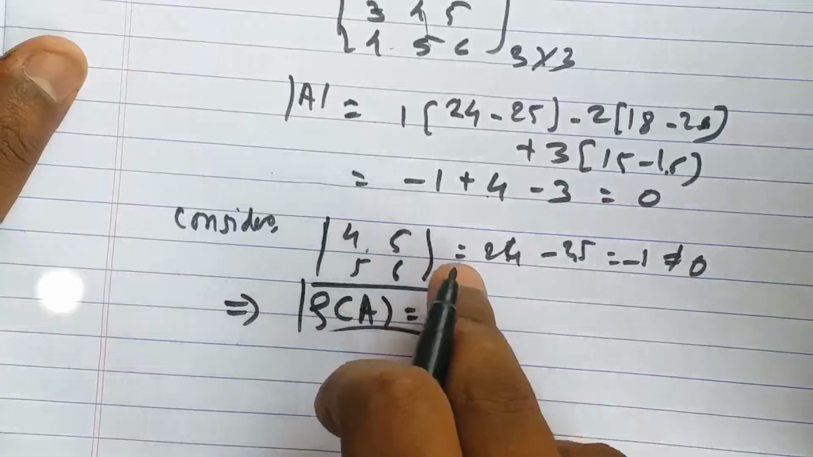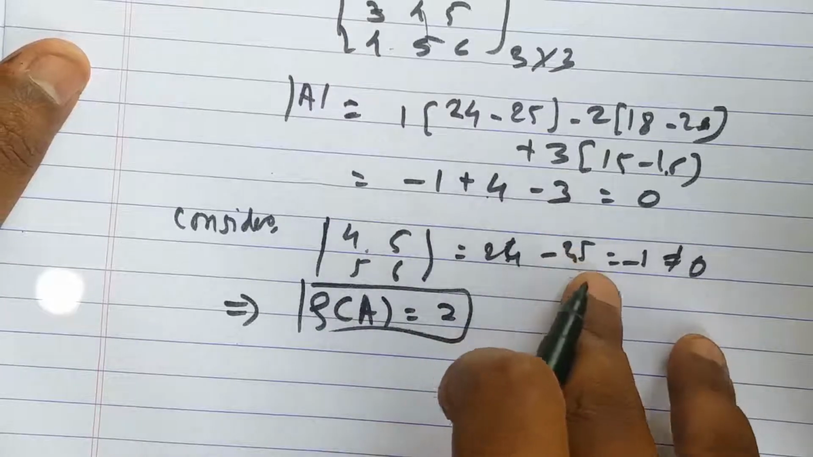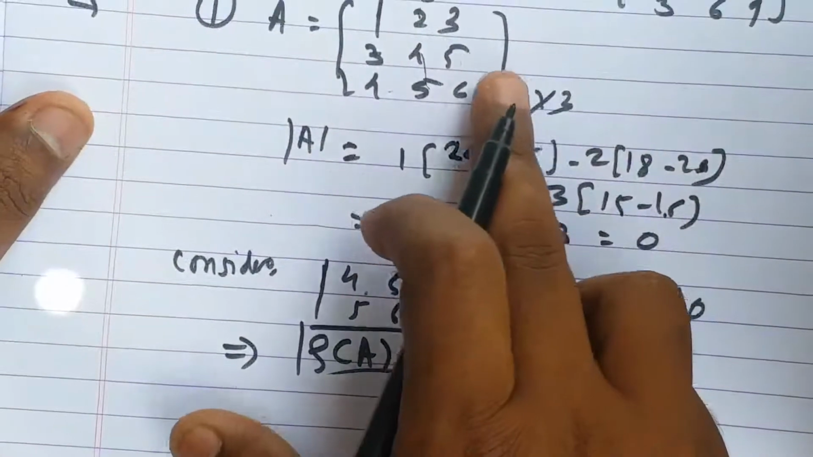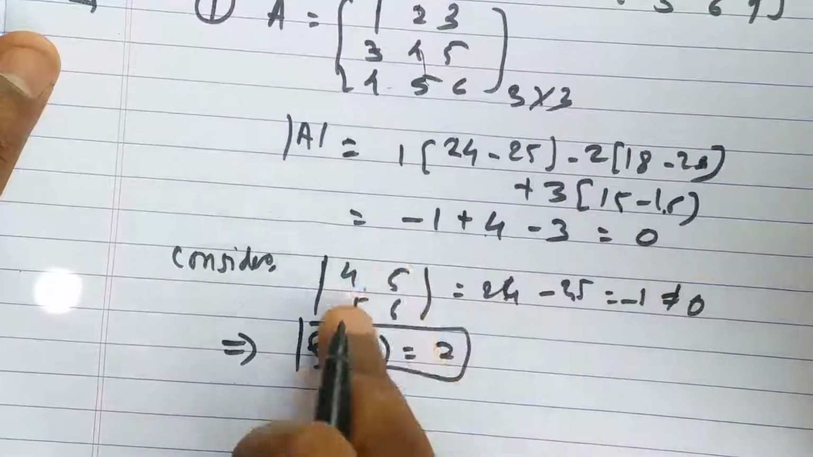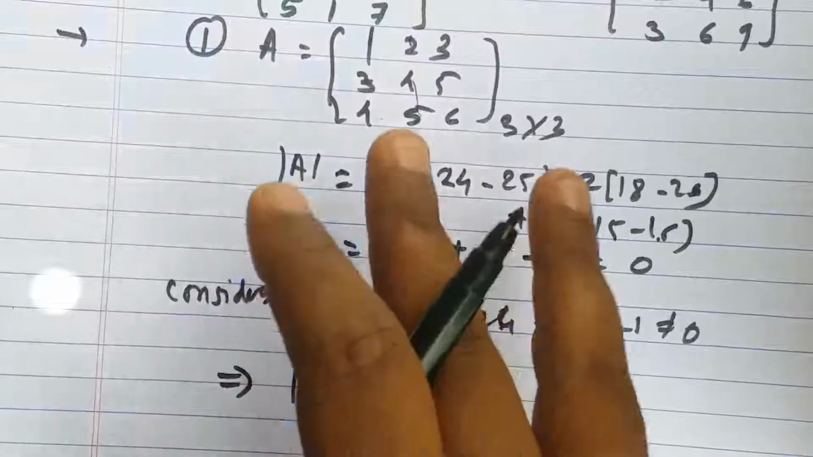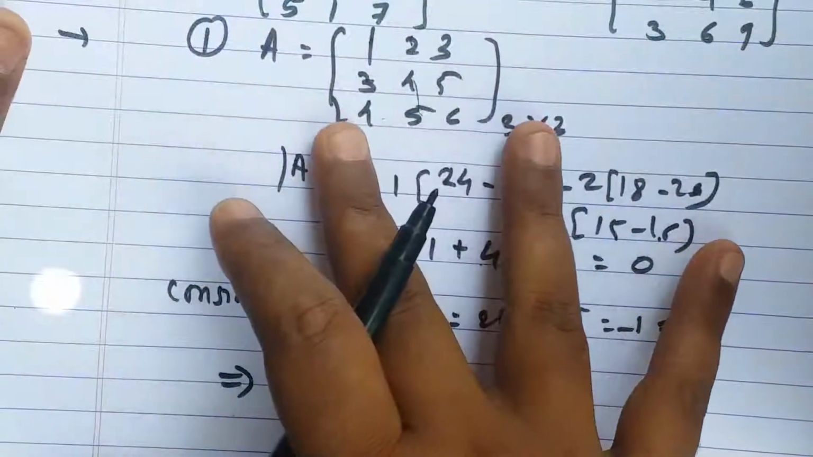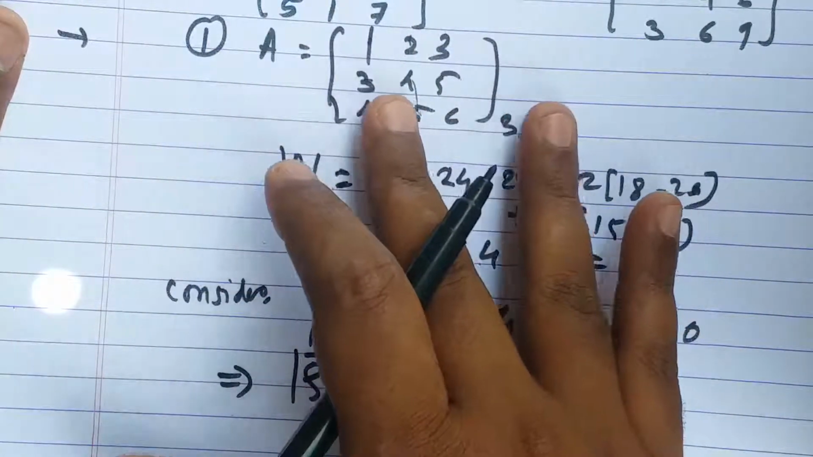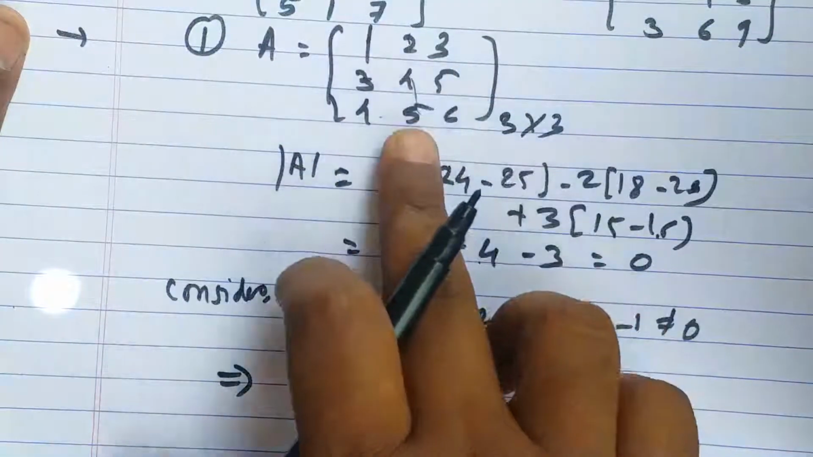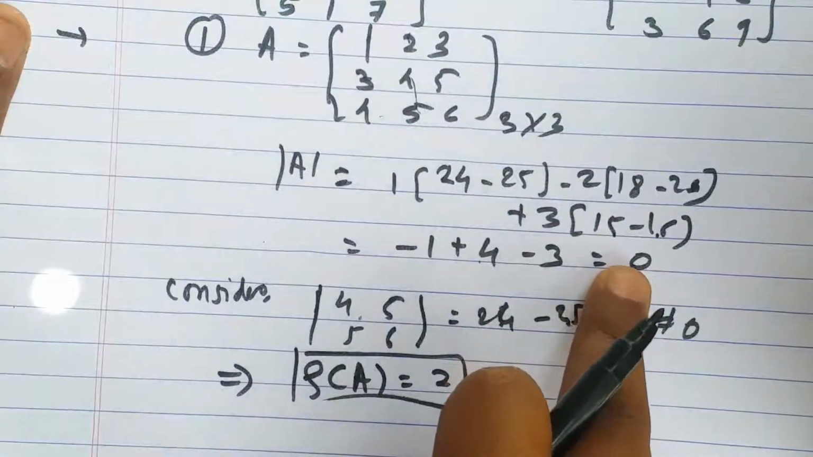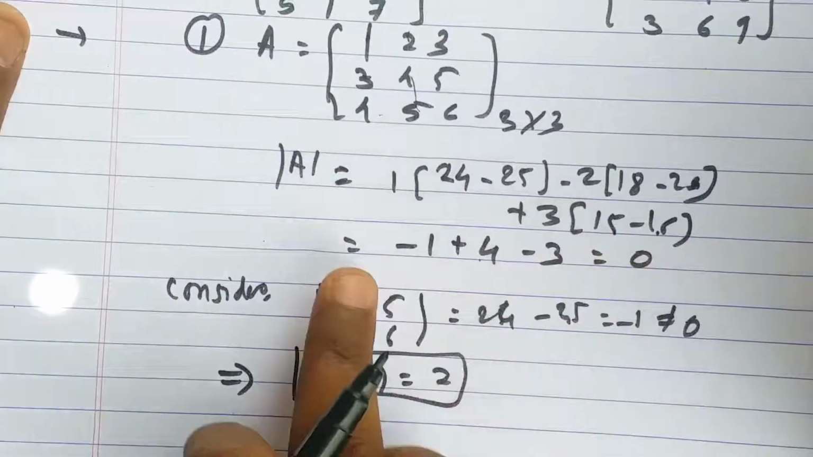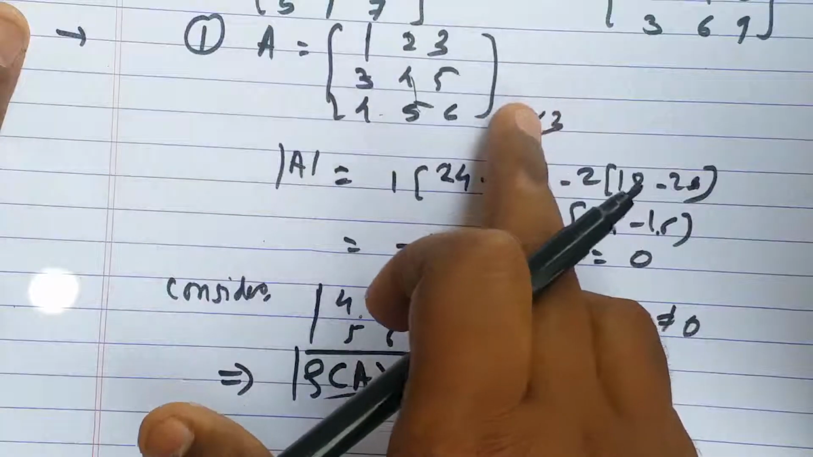Why? Because we have obtained one minor of order 2 which is non-zero, and all the minors of order greater than 2, that is of order 3, are 0. So by definition, you can say that the rank of A is 2. In this way, we have to check. First, you check for the highest order of minor. For this matrix, it is 3. If it is non-zero, then directly you can say that the rank is 3. But if it is 0, then you have to check for the lower order, which is 2.